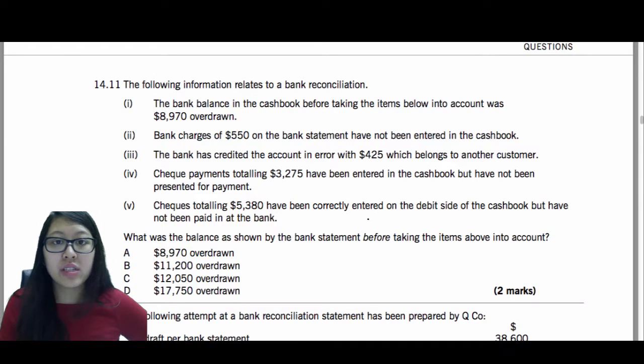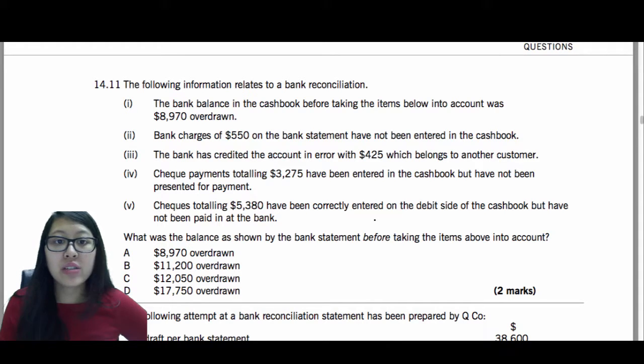3. The bank has credited the account in error with $425, which belongs to another customer. Now if you notice, it says that the bank has credited the account in error. This is an error that was caused by the bank and so should be an adjustment to the bank statement. 4. Check payments totaling $3,275 have been entered in the cash book but have not been presented for payment. So as you can see, it's already been done for in the cash book and we did not present the check for payment. It's an unpresented check. So an unpresented check is an adjustment to the bank statement again.